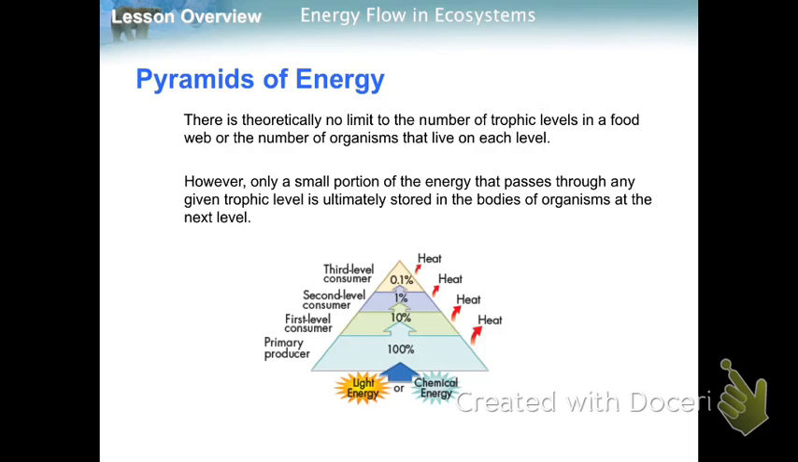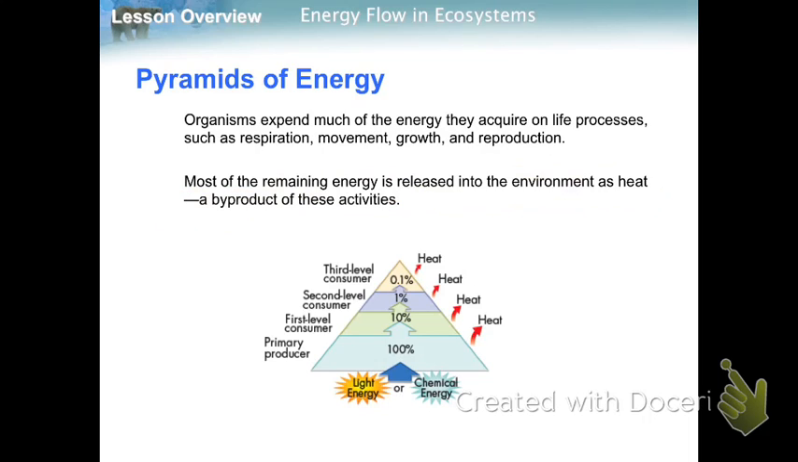First one is an energy pyramid. Theoretically, there's no limit to the number of trophic levels, but only a small portion of the energy that passes through any given trophic level, specifically 10%, is stored in the bodies of organisms at the next level, so it's transferred up to the next level. That's what an energy pyramid shows.